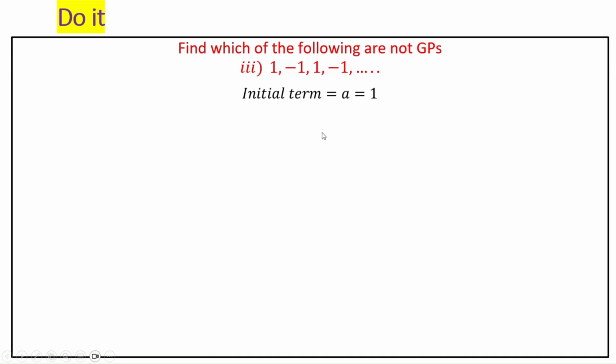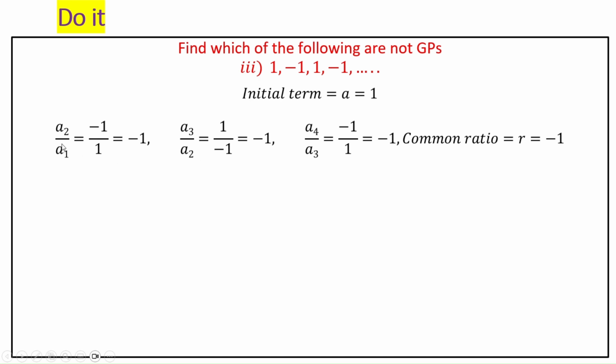But if you see here, the initial term is 1 and the common ratio a2 by a1 is minus 1, a3 by a2 is minus 1, a4 by a3 is minus 1. That means the ratio is constant, and r is equal to minus 1. So this is basically in geometric progression. You have to see so many such examples to know which are in geometric progression and which are not. It looks very odd, but yes, this is in geometric progression.